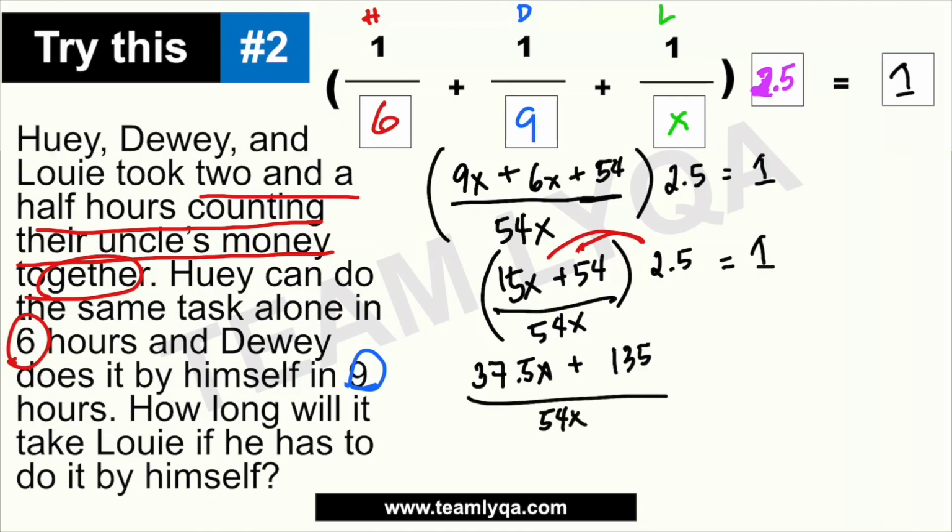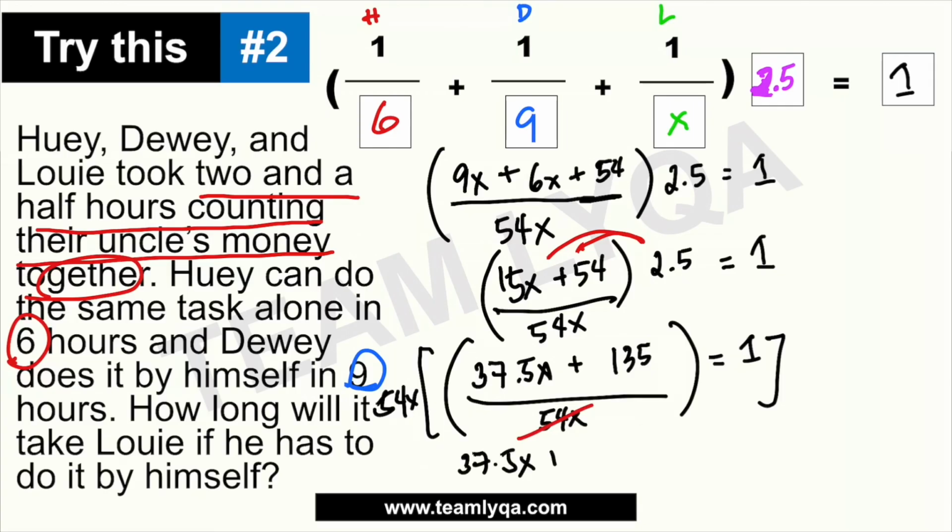So again, this is the Zen part ng algebra. Kasi it's the same thing, nagpapalit ka lang ng values. And once you get the hang of it, it's going to get really easy. Multiply natin both sides sa 54x para makancel natin ito. So, i-rewrite lang natin. This will be 37.5x plus 135 is equal to 54x.